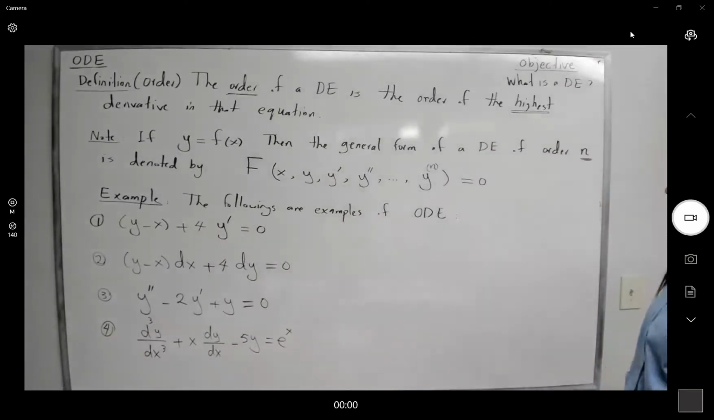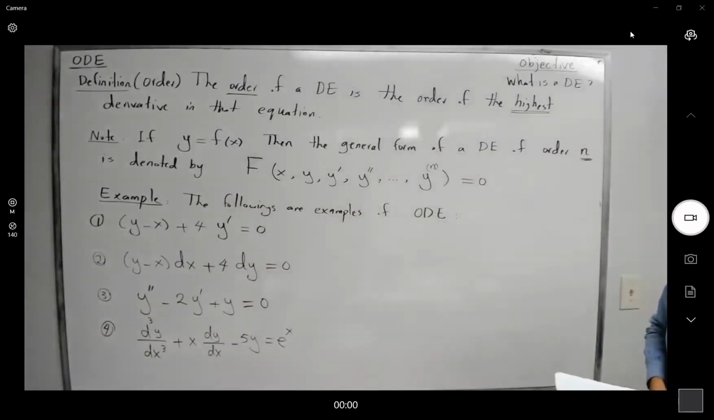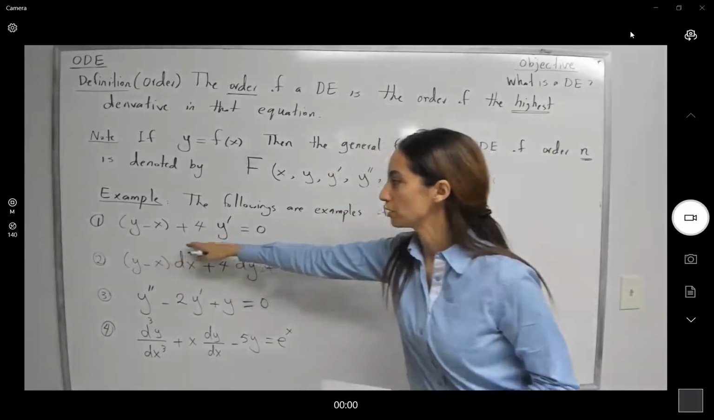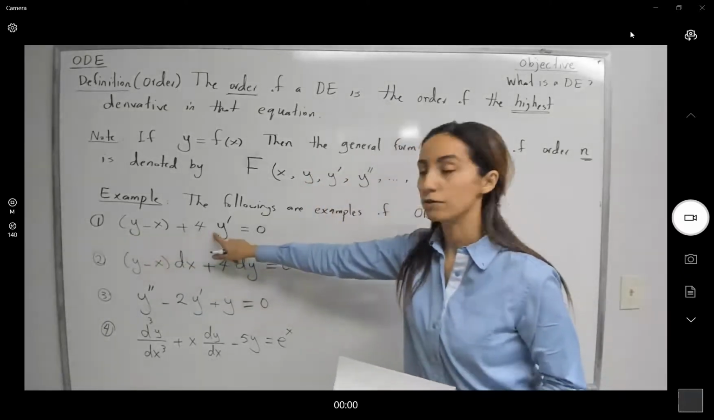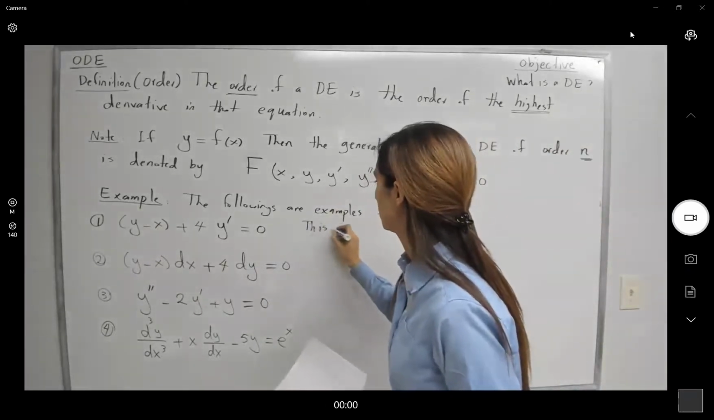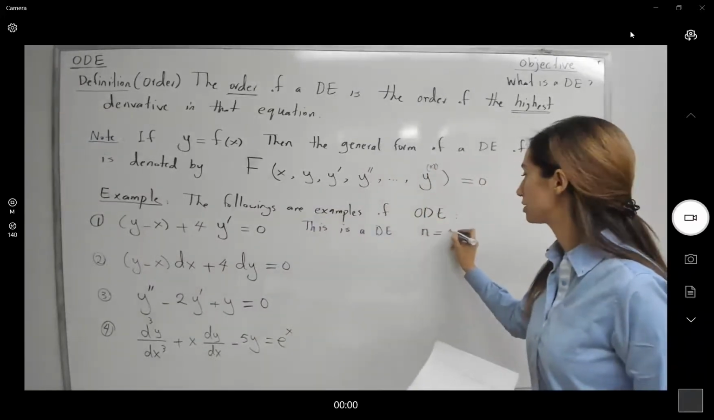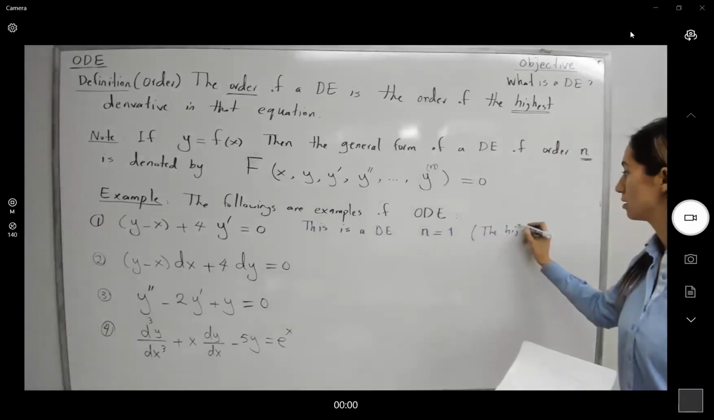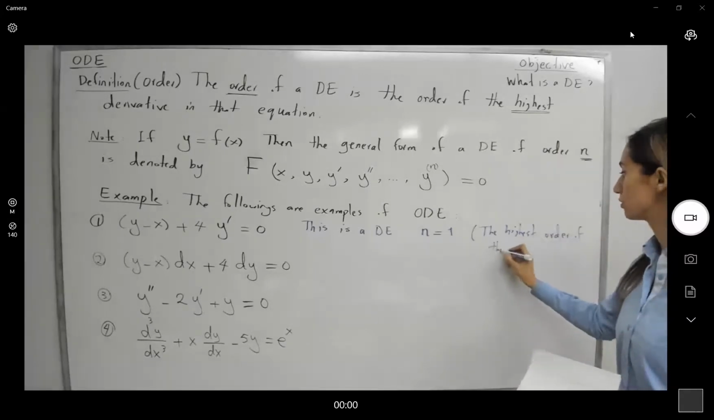Let's see what we have here. So here you have a relation between x, y, and the derivative of y. This is a differential equation, and the order is equal to 1. The highest order of the derivative is 1.